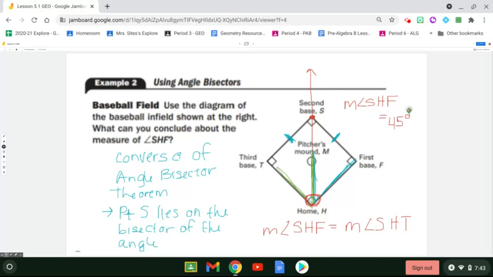Okay? So again, that's a nice application of the converse of the angle bisector theorem, because we know from second base to first base and from second base to third base, it's equal distance. So we can say it's a straight shot from second base to home plate, right? It's an application of the converse of the angle bisector theorem, because second base, or point S, lies on that angle bisector. And so we got a 45-degree angle at angle SHF because we know it's 90 degrees at home plate, so we're cutting it in half.